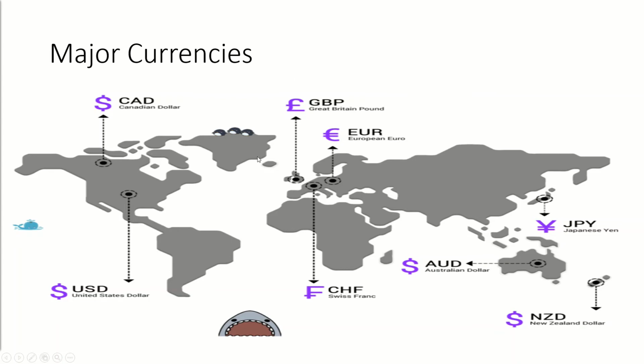And then we have 1, 2, 3, 4, 5, 6, 7, 8 major currencies, and you can clearly see where those major currencies are located on our world map. So just get familiar with this, because we're going to be talking about it in more depth and detail later.